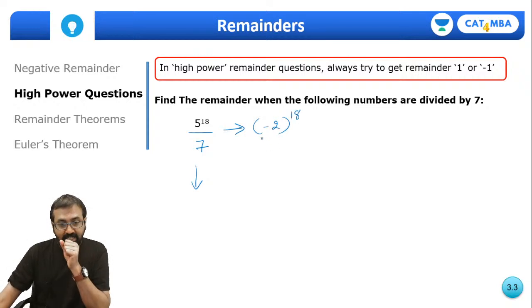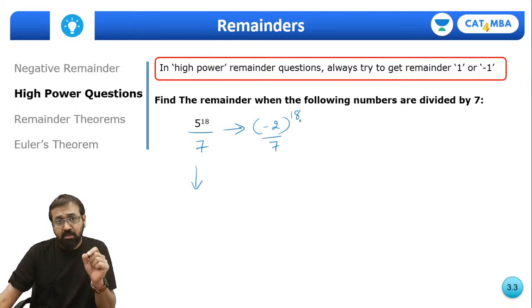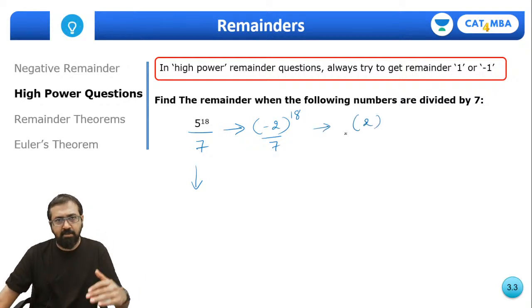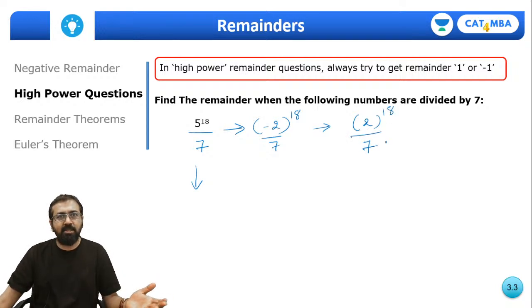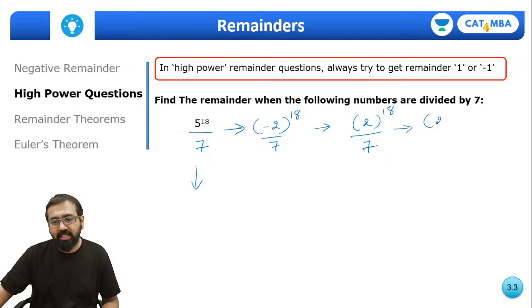Now you know any negative number raised to an even power is going to give you a positive result only. So instead of writing -2 raised to 18, we can also write 2 raised to 18. It will remain the same, it doesn't make any difference. So now our question is 2 raised to 18 divided by 7, and 2 raised to 18 can be written as (2 cube) whole raised to 6. Now this divided by 7, of course this is going to be 1. So our final remainder came out to be 1.